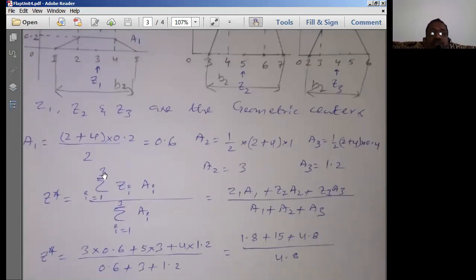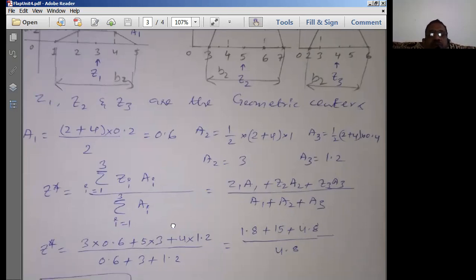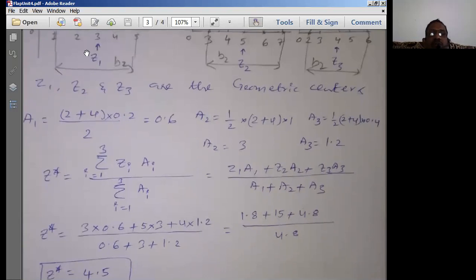So sigma of I is equal to 1, 2, 3, because 3 is the number of fuzzy sets. Three fuzzy sets are there. The basic formula is sigma of Zi into Ai by sigma of Ai. Let us expand this by substituting the value of I. I is equal to 1 means Z1 A1 by A1, plus I is equal to 2 means Z2 A2 by A2, plus Z3 A3 by A3. So this is the formula we have. Simply, what is Z1? The centroid value of the first set is Z1. The centroid of the second set is Z2. The centroid of the third set is Z3.